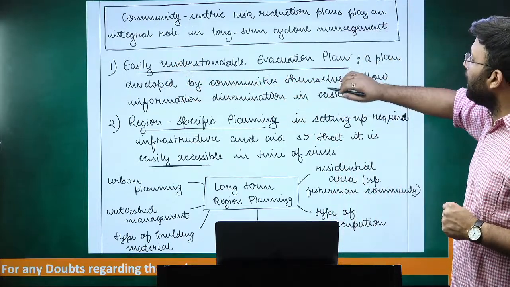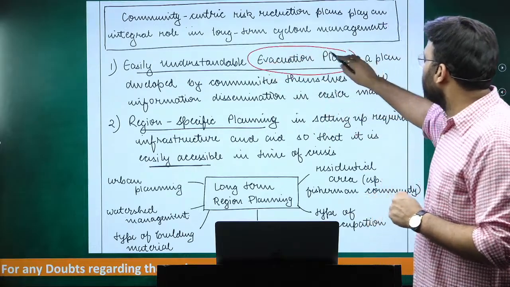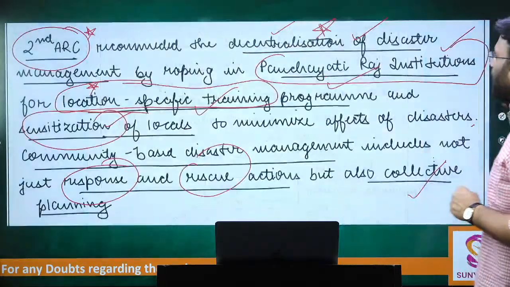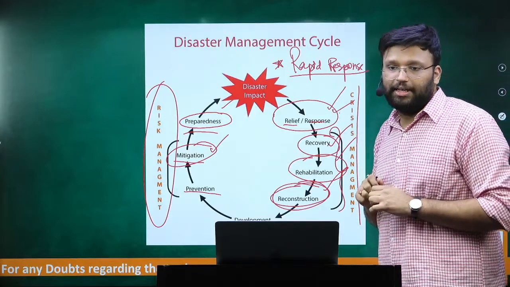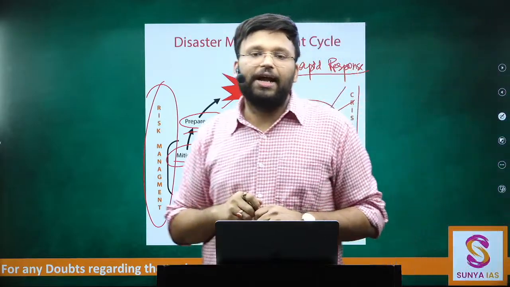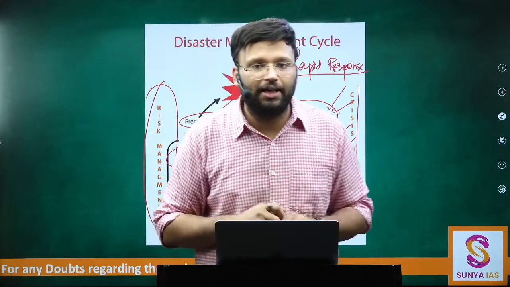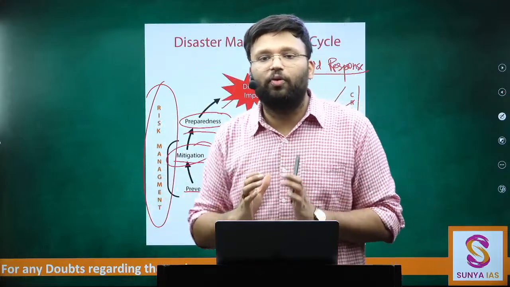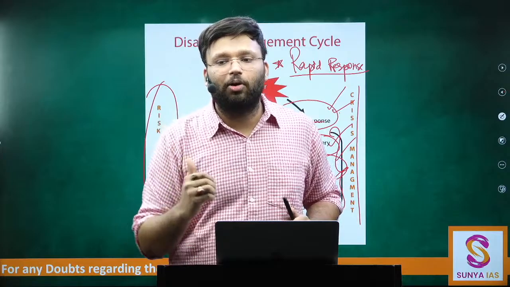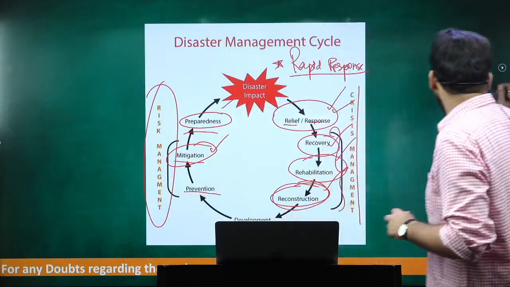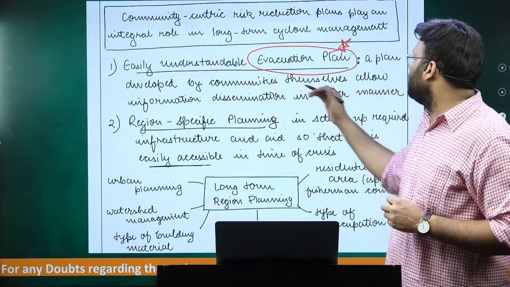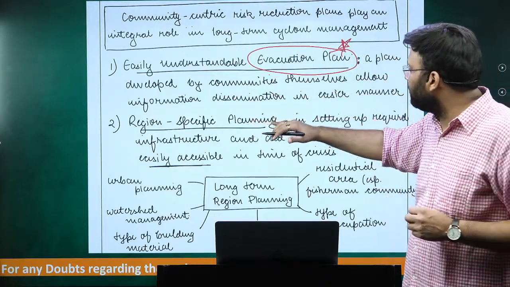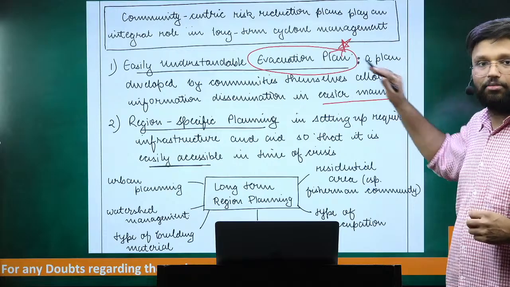Easily understandable evacuation plan. So where does the evacuation plan come in? The evacuation plan comes in response. Whenever we are seeing a cyclone that is happening, we have to first provide the people awareness about the different kinds of evacuation plans, right? So a plan developed by communities themselves allows information dissemination in an easier manner. Got it?